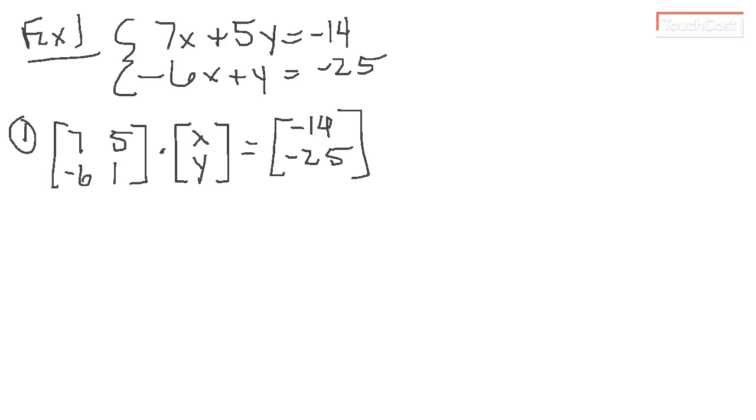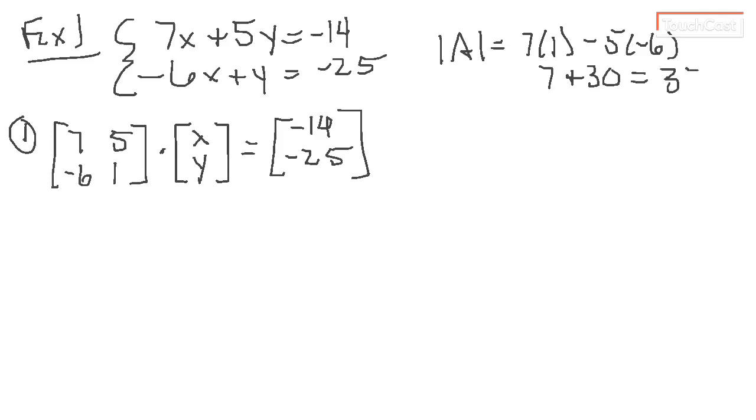So now we need to find, if you remember the steps for finding the inverse, the determinant of matrix A. We find the determinant: 7 times 1 minus 5 times negative 6. Well, 7 times 1 is 7. 5 times negative 6 is negative 30. So we're going to add 30 to 7 and get 37.